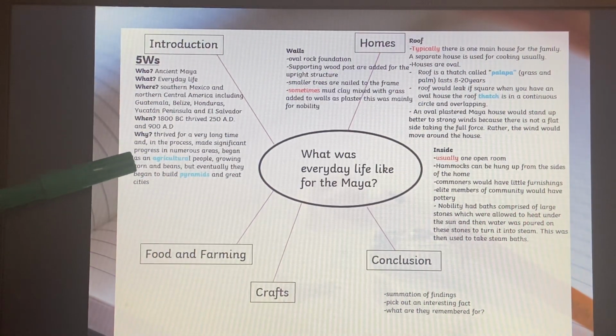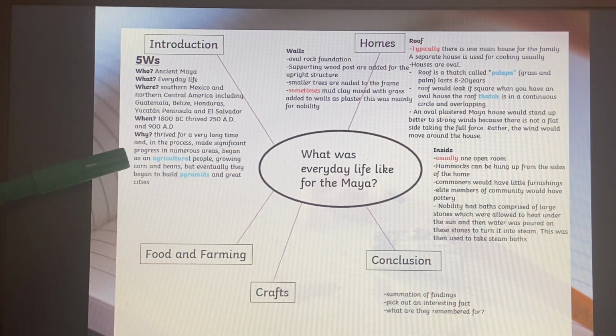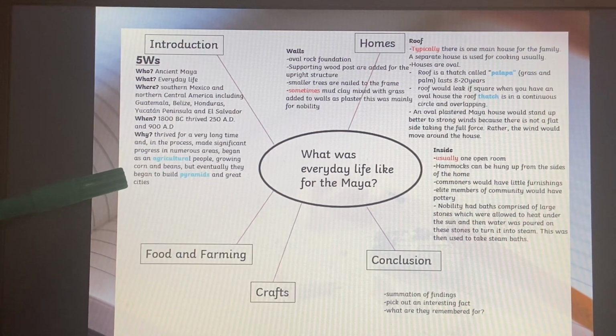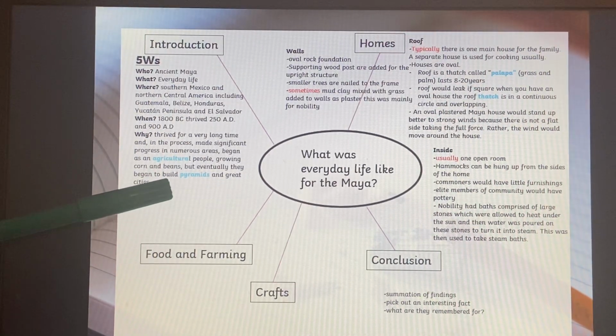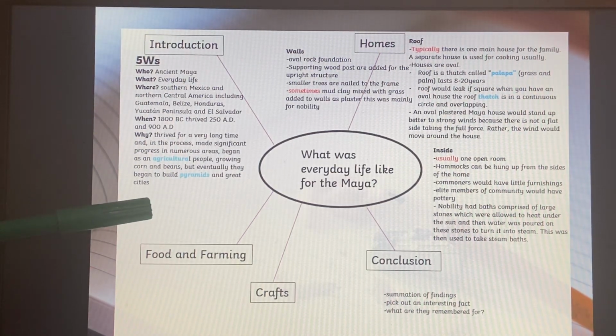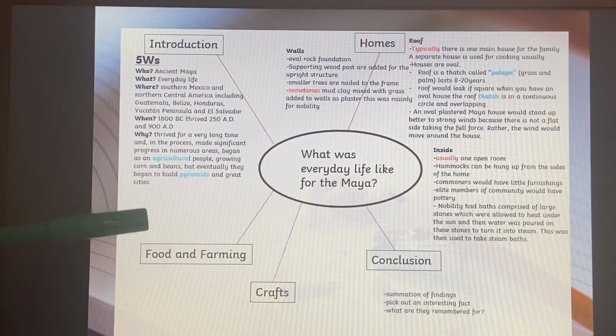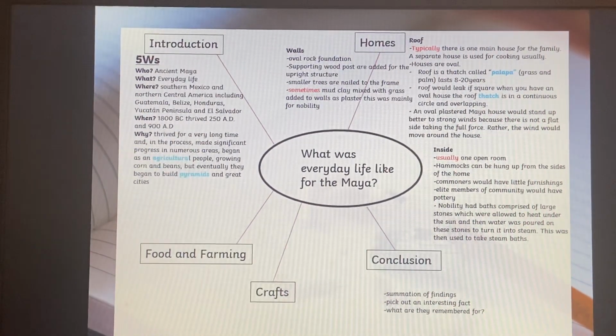Why am I writing about them? What is the point in writing about the ancient Maya? Well, actually, they thrived for a very long time and in the process made significant progress in many areas. And it began with farming, where they would grow corn and beans, and eventually they went on to build the pyramids and great cities. And this is a nice way to lead in to what this article is going to be about. I might add another bullet point on there, which would include that this article is going to focus on homes, food and farming, and crafts.